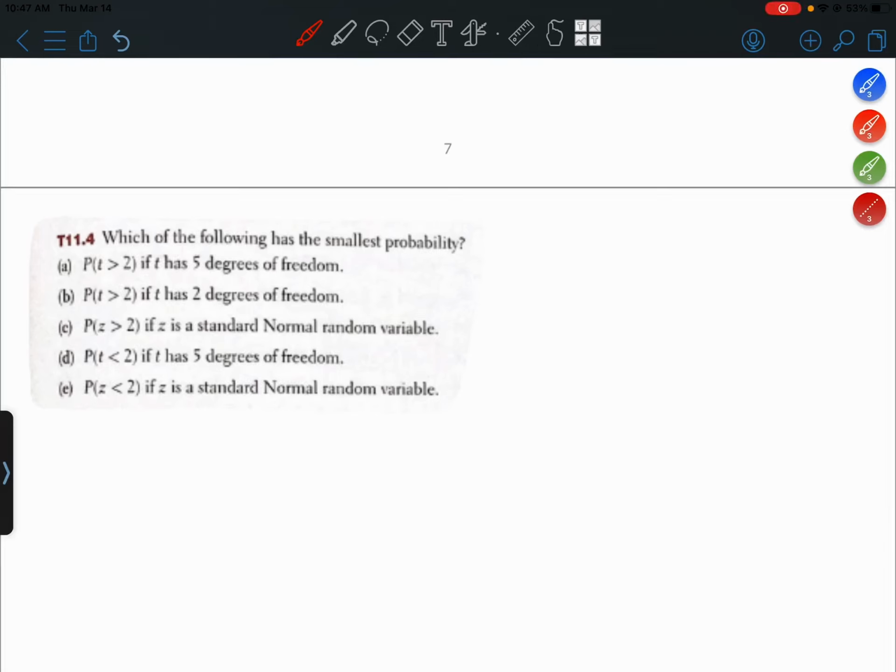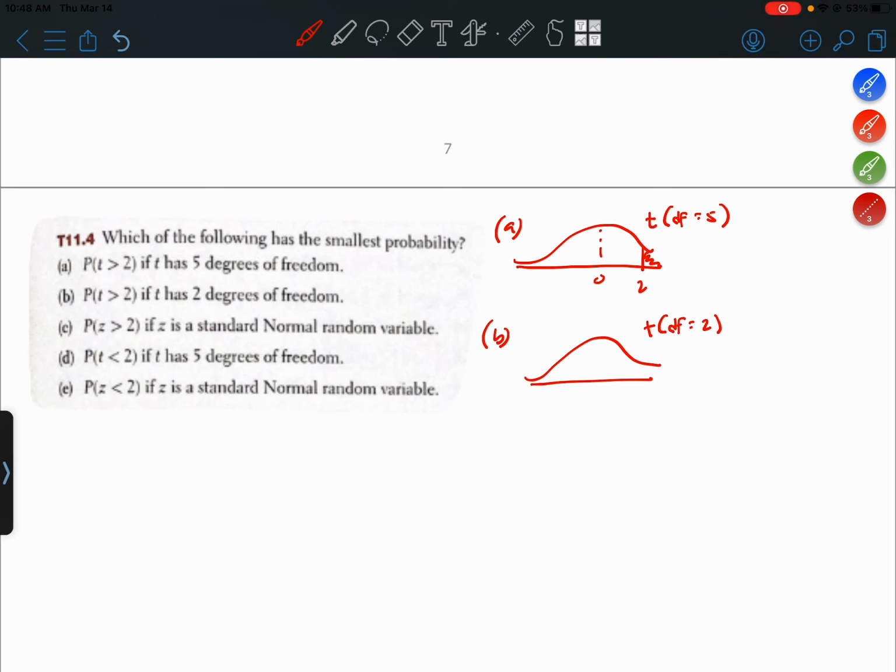Which of the following has the smallest probability? They all are based on some boundary value of 2. Choice A: the probability that t is greater than 2, with a t distribution, degrees of freedom 5. Choice B is the same thing except the degrees of freedom are 2, but it's still a boundary value of 2.